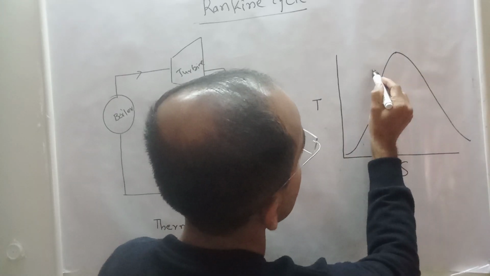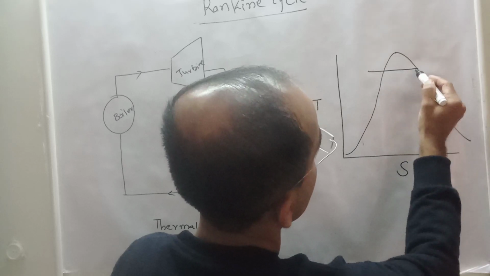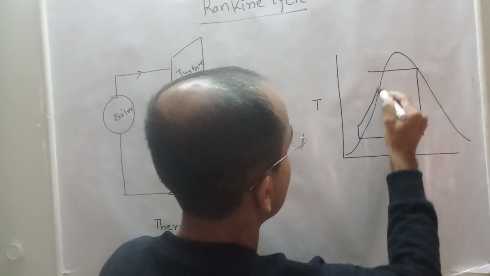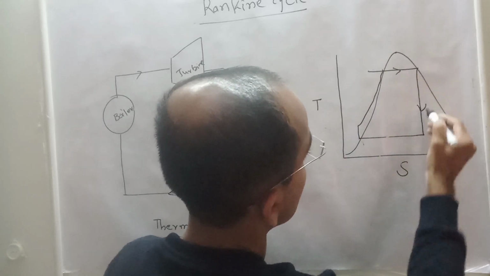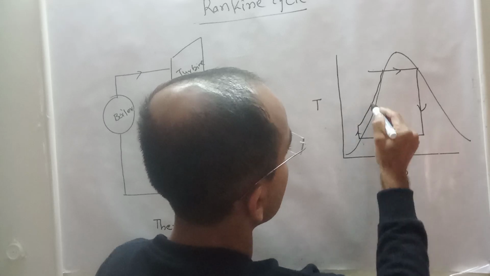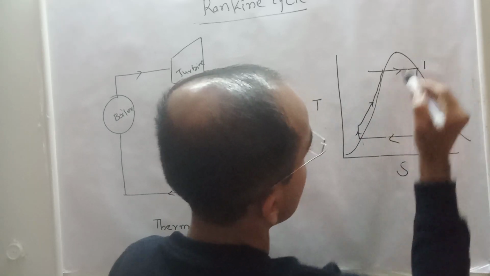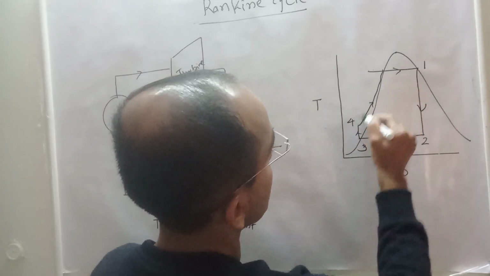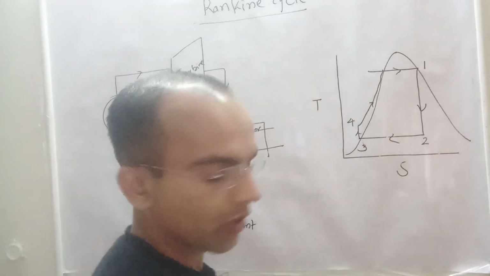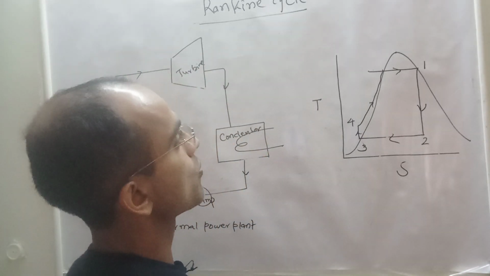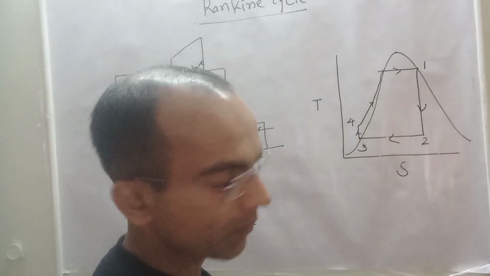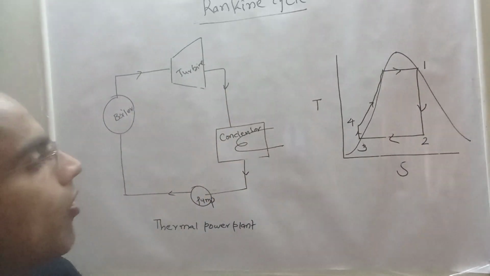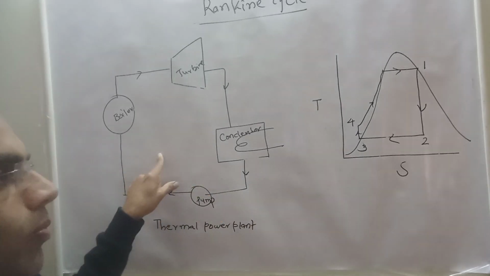Now what happens in the Rankine cycle, like this: process 1, 2, 3, 4. Let us say this is process 1, this is process 2, this is process 3, this is 4, and this is 4 to 1. Now guys, you have to see over here, this is the Rankine cycle presentation on the TS diagram with the help of this block diagram.